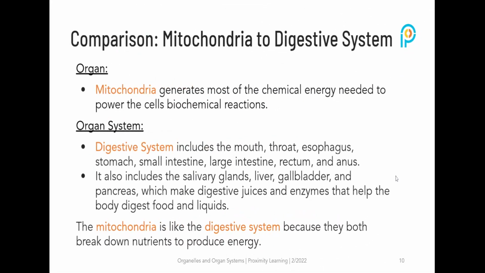Okay, let's compare mitochondria to the digestive system. So mitochondria, of course, we know is the powerhouse. It generates most of the chemical energy needed to power the cell's biochemical reactions.